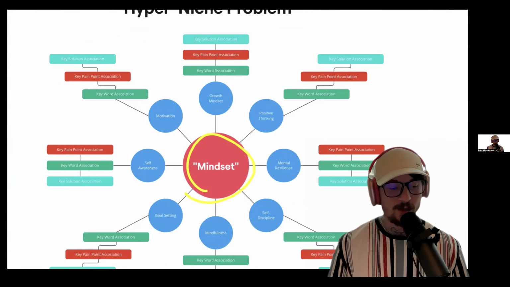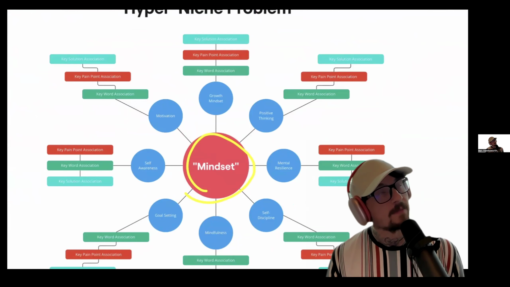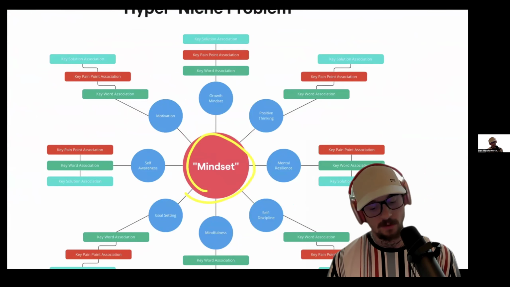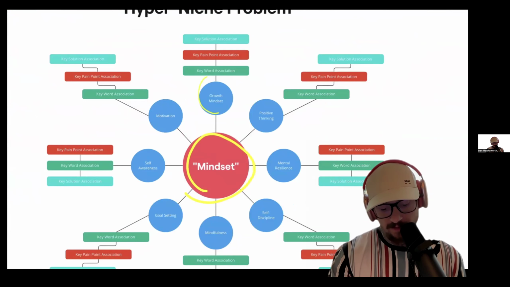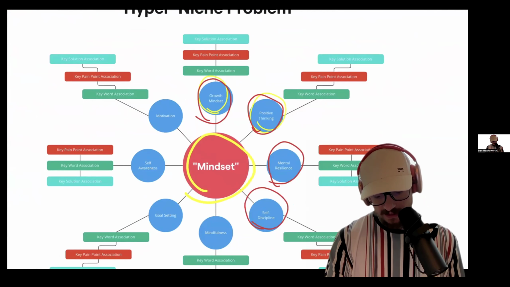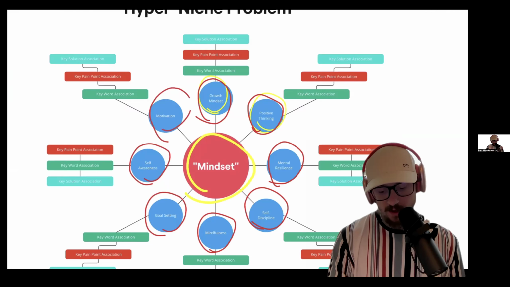But if we've got, right, do you struggle with your mindset? I'm going to sit and think, what is it that my niche actually really thinks about when it comes to mindset? So it's going to be, do they have a growth mindset? Do they actually have positive thinking? Do they have mental resilience? Do they have self discipline? Do they have mindfulness? Do they have goal setting? Do they have self awareness? Do they have motivation? Right.